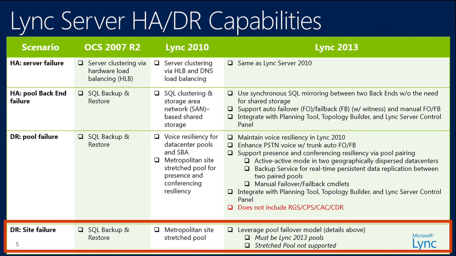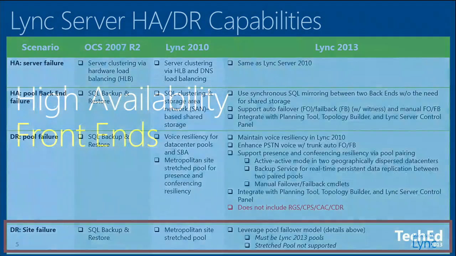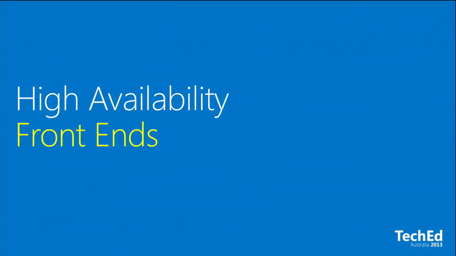That's directly applicable in Lync 2013 to pool failure because we recommend that the pool stay constrained to a site. When we have a site failure, that pool would fail over to its associated backup pool, and the clients associated would re-register and regain their services on the other side.